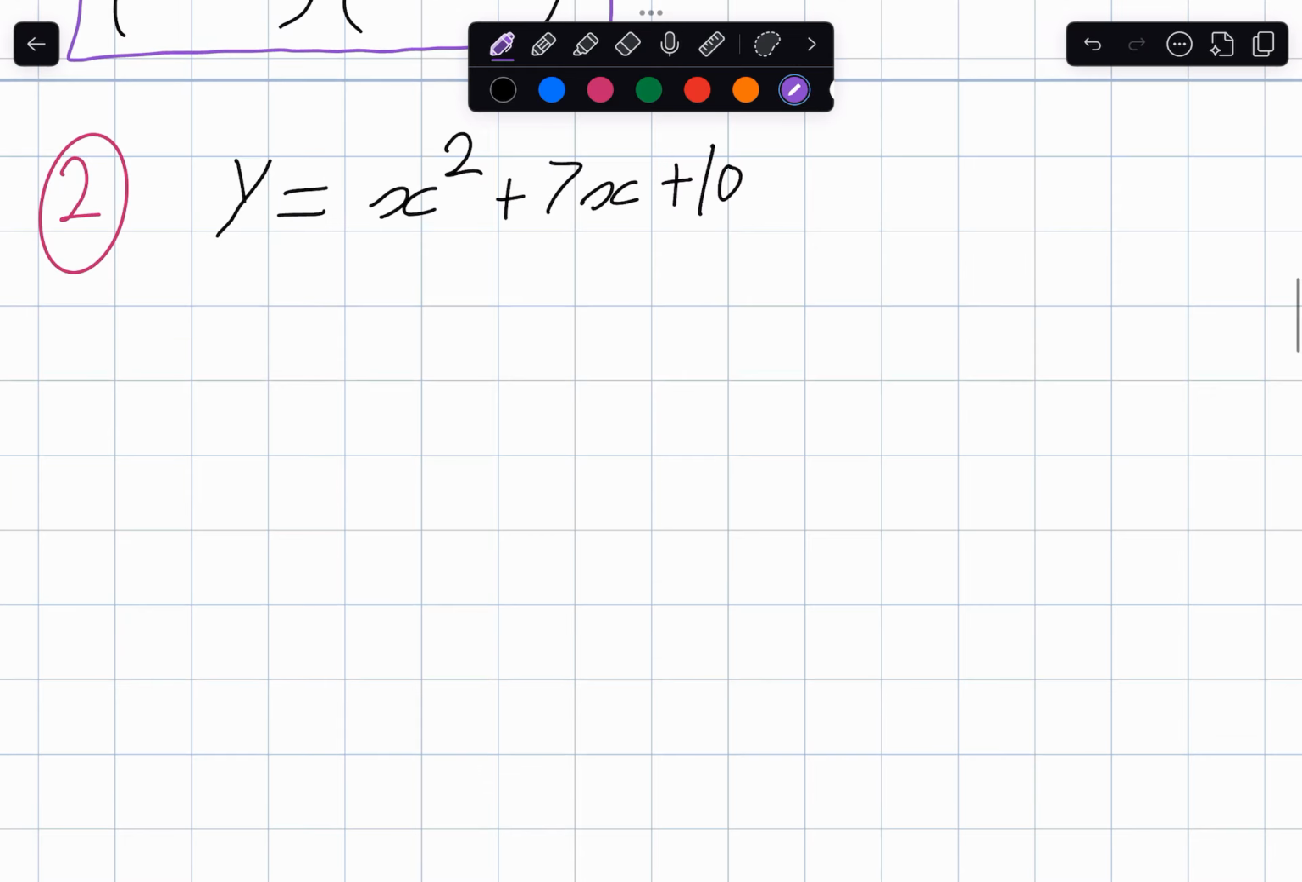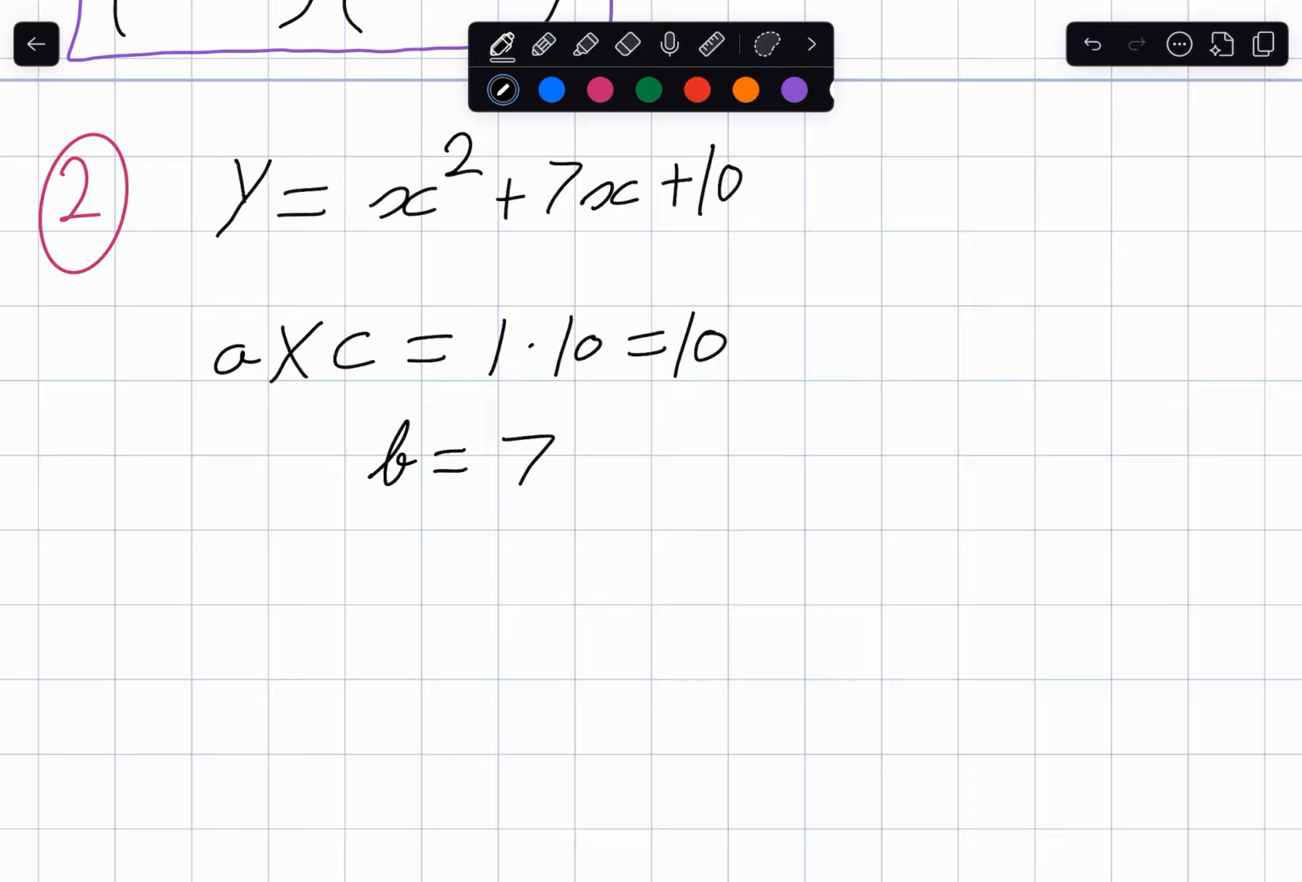This is our second exercise. You can pause the video and try it. Okay, so we need to find AC, the same as previous. AC is equal to 1 times 10, which is 10, and our B coefficient is, as we know, 7. So we need to find, again, two numbers that multiply to 10 and add up to 7. So what are these numbers?